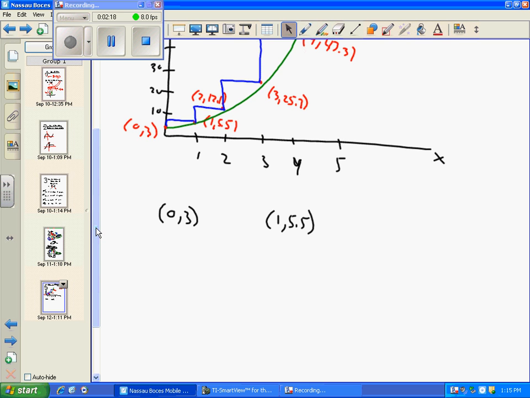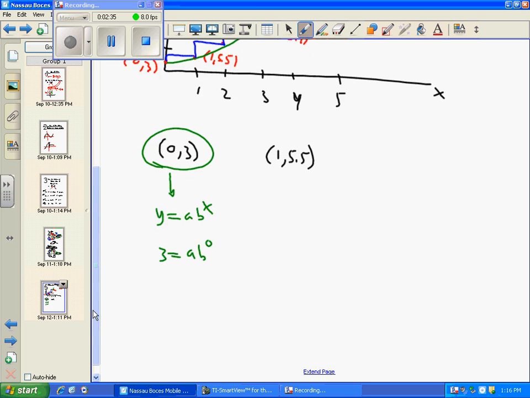So here's how you would do it. I would start with this point here, 0, 3, especially if I have an x value of 0, and here's why. If you sub it into our equation, y equals ab to the x, you get 3 equals ab to the 0. Well, b to the 0 is 1, so you get 3 equals a. Well, now you're ready. Take that point along with this x value and y value and sub it again. So you get 5.5 equals 3 times b to the first. Well, b to the first is just b. So b equals 5.5 divided by 3.